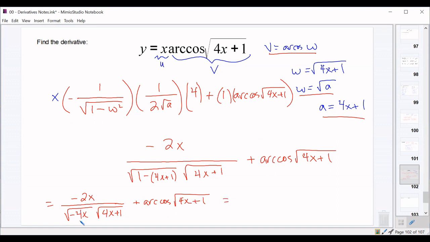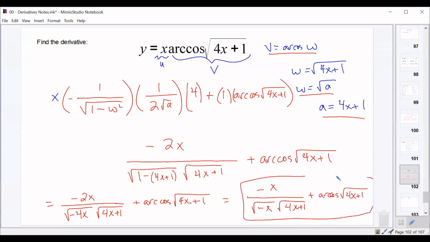If we simplify the square root of negative 4x, we can pull the 4 out of the square root, and it becomes a 2 outside the radical, which will cancel with the 2 in the numerator. And we're left with a final answer of negative x over root negative x root 4x plus 1 plus arc cosine of root 4x plus 1. And this is our final answer.